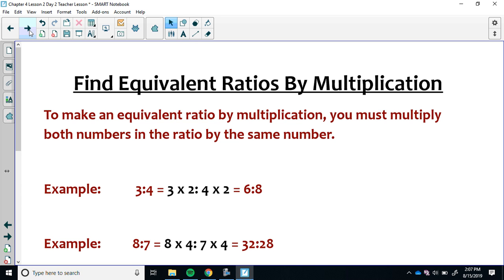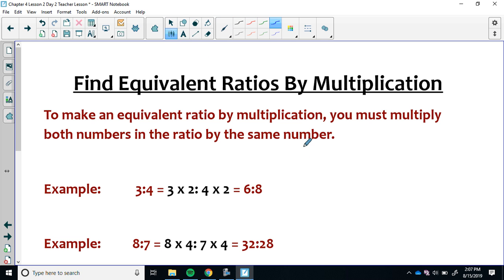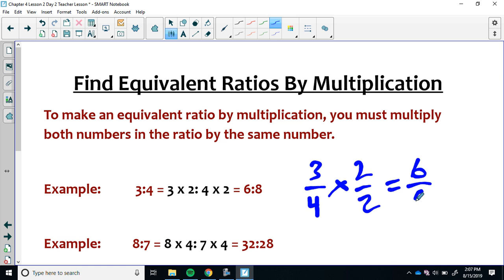First thing you have to do is you need to be able to make equivalent ratios by multiplying, and what I mean by that, this could be a little confusing when you look at it this way. So I'm going to switch things around here and try to make it a little bit clearer for you. If you take your first ratio, 3 to 4, and you pick any number that you want. Any number, I'm going to pick 2. If I multiply them both by 2, I can make an equivalent ratio. 3 times 2 is 6, 4 times 2 is 8. That is equivalent.